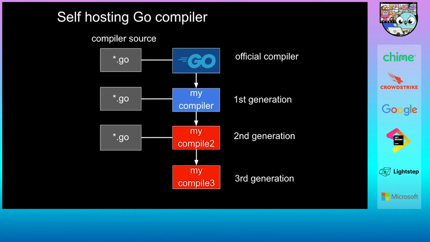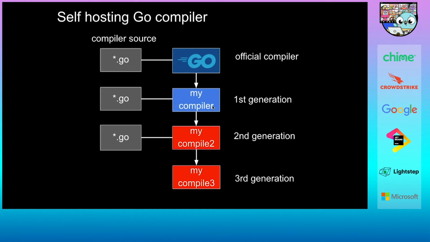And I explain how self-hosting works. First, I use the official compiler to convert source code of my compiler into a binary. It's called first generation. And then the first generation compiler converts compiler source code into another compiler, which is called second generation. The second generation compiler can do the same thing, making third generation.